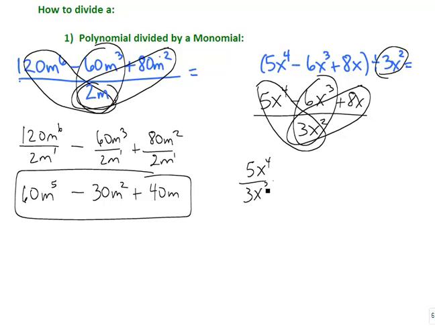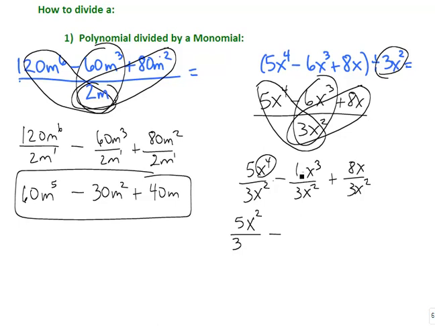So 5x to the 4th over 3x squared minus 6x cubed over 3x squared plus 8x over 3x squared. Now in this first one, when we try to do 5 divided by 3, 3 doesn't go into 5 evenly. So we can't really divide, and it doesn't reduce, so we just leave the 5 on top and the 3 on the bottom. X to the 4th over x squared, when we subtract 4 minus 2, we get x squared, and that x squared should go in the top because that's where the bigger power was.